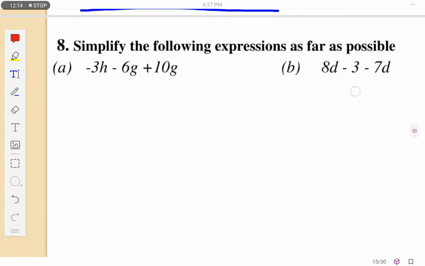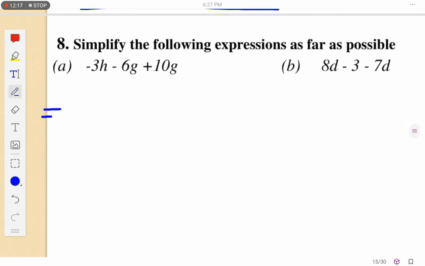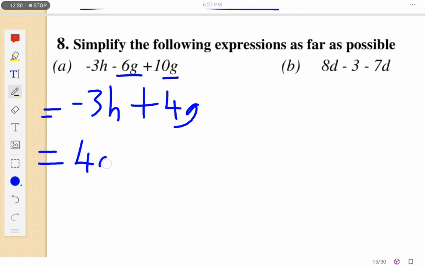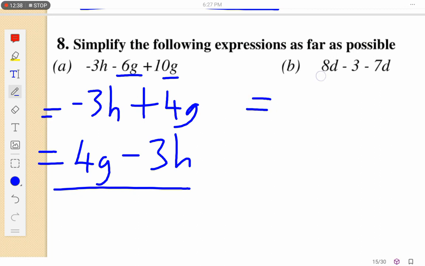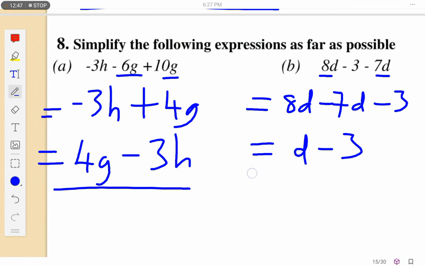Number 8, they are saying simplify. So I'm going to simplify the first one. I'll get minus 3h. Here, there are g's, so I can say minus 6g plus 10g, I get plus 4g. And if you want, you can leave it as 4g minus 3h. Okay, like that. It's one and the same thing, or it's also correct. Then this one, I can add this d and this d and have 8d minus 7d minus 3. I'll get d minus 3. That's the final answer there.